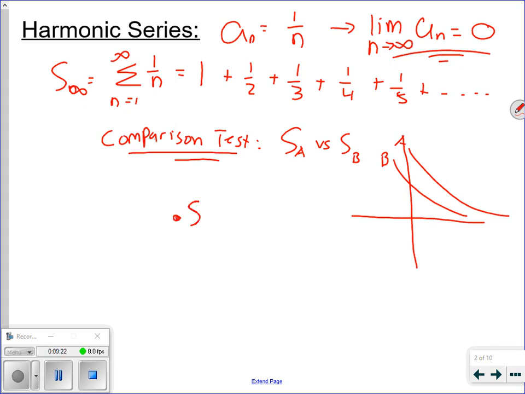So I'm going to write that out. If Series A is always greater than Series B, like I just drew, and Series A converges, based off the diagram here and based off of my logic here, what then must happen with Series B? If Series A is always bigger and it converges, think of like squeeze theorem and sandwich theorem, must Series B also converge?